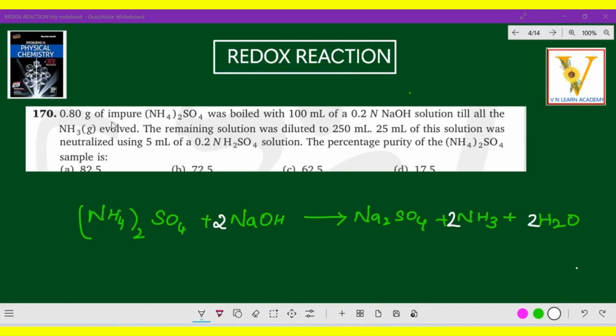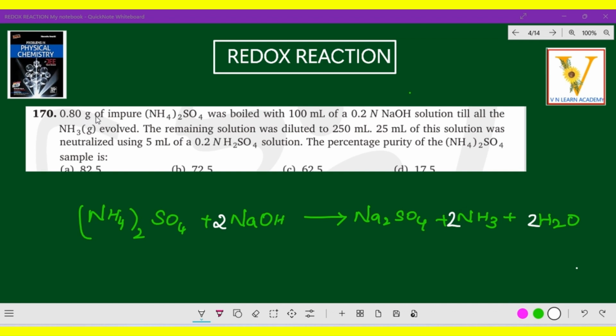Hello students, today we are going to see some more interesting and important questions from Narendra Avasthi sir's physical chemistry, redox reaction. Come on, let us discuss a few more questions from this session. All these questions are based on finding out the purity, the percentage of purity of the sample. Right, come on, let us discuss.